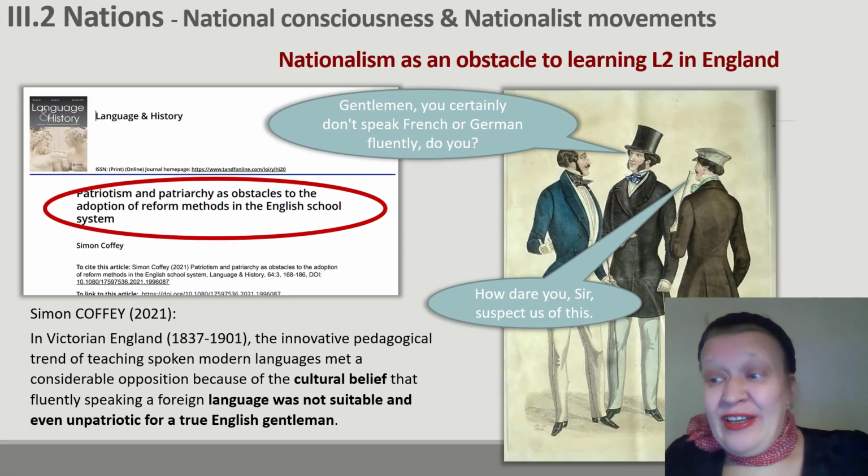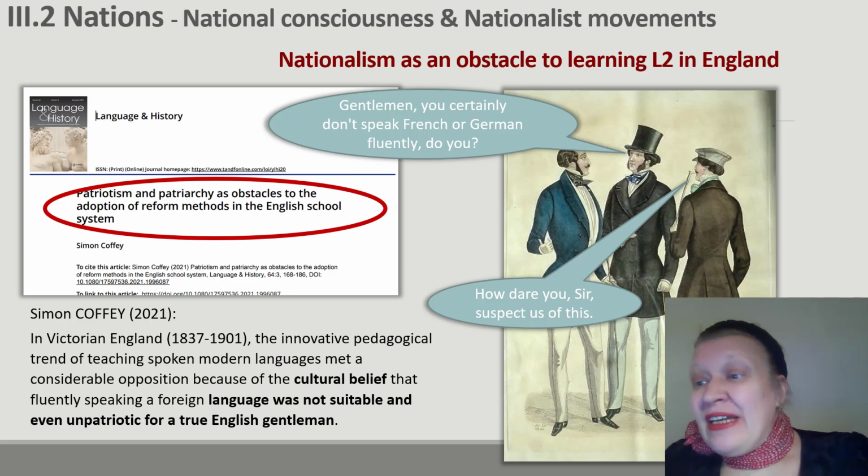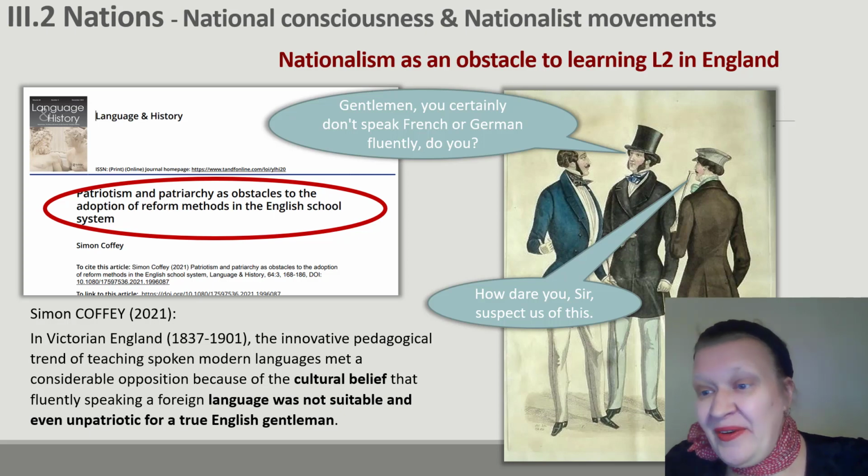However, if in some countries like Germany the increasing of national consciousness encouraged teaching and learning foreign languages, in others, like England, the similar national feelings hindered it. From his recent study, Simon Coffrey concludes that in Victorian England, the innovative pedagogical trend of teaching spoken language, the so-called direct method, met a considerable opposition because of the cultural belief that fluently speaking a foreign language was not suitable and even unpatriotic for a true English gentleman.